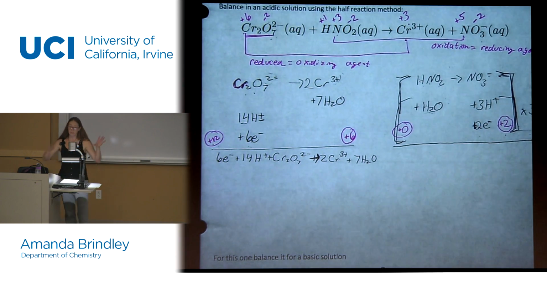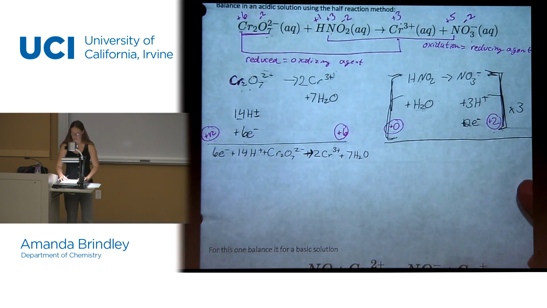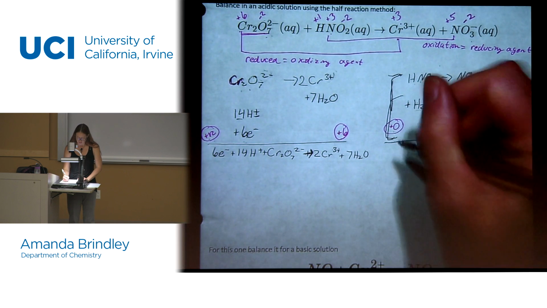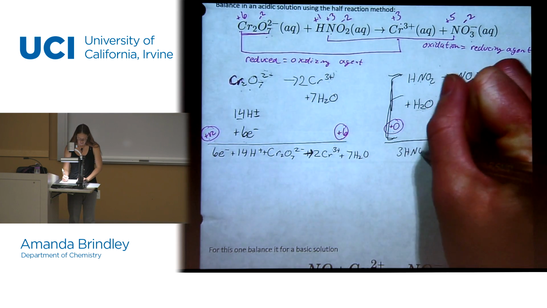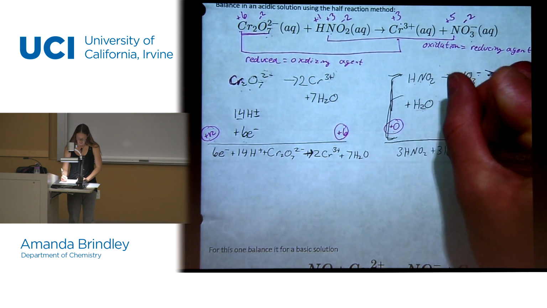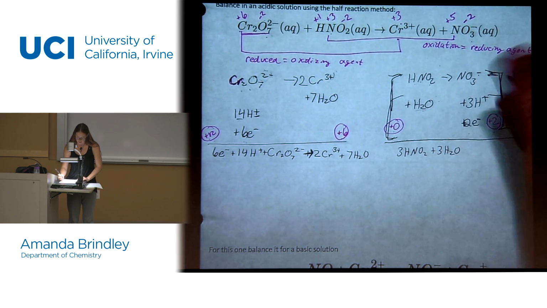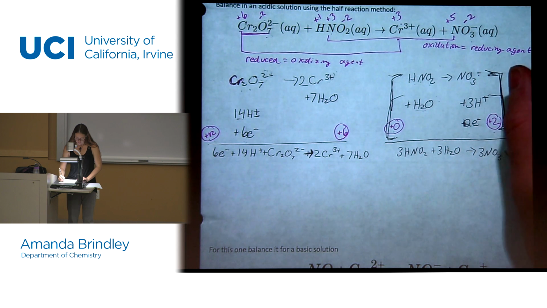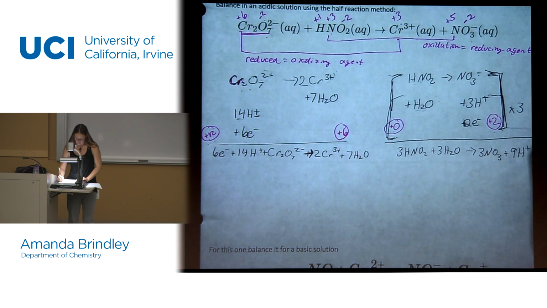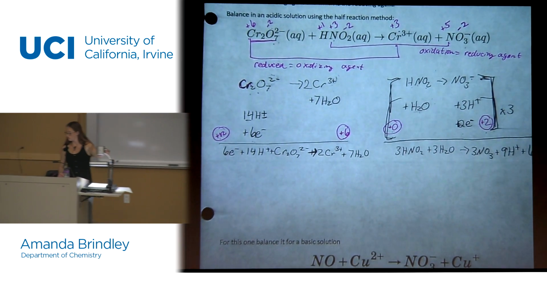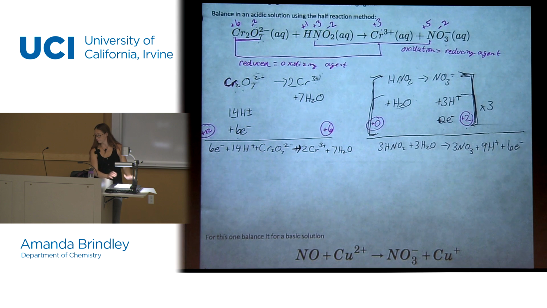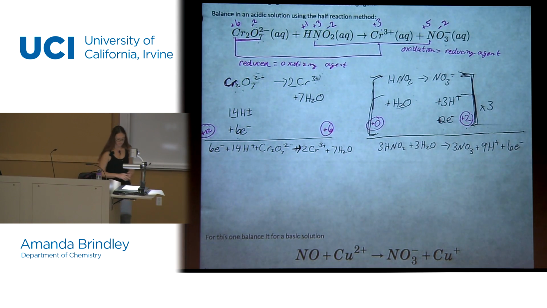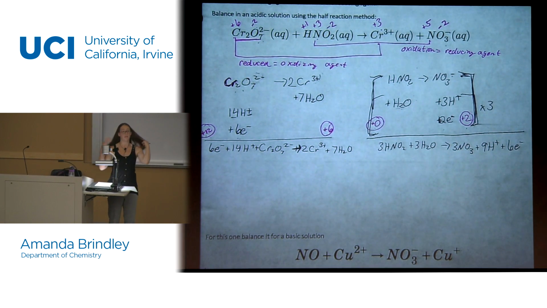Okay, rewrite time, because it's messy. This is why I don't love the half reaction method, because it does get pretty messy. So I'm just rewriting everything in a nice, neat way, multiplying everything out. Okay. Now comes the combining process.